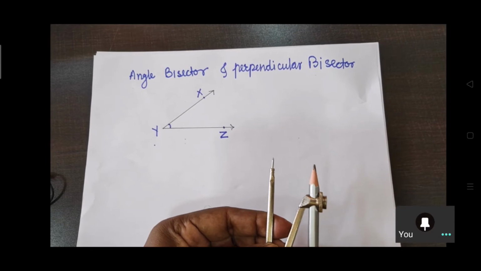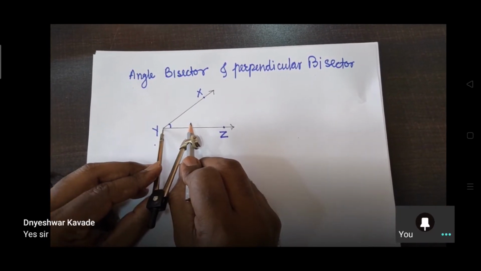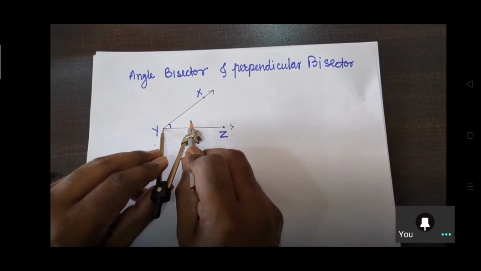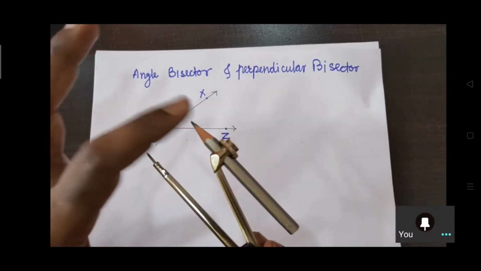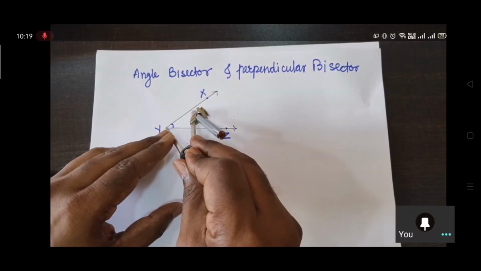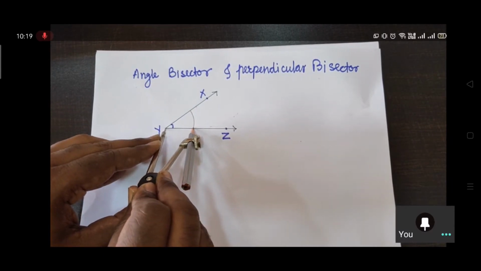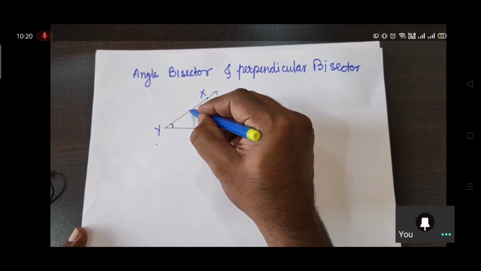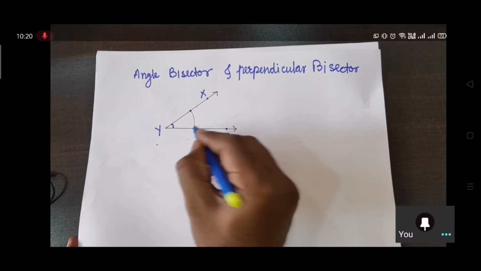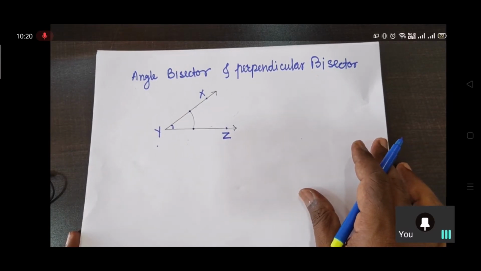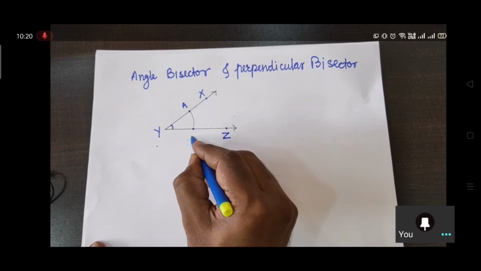Keep this pointer on point Y. After keeping the pointer on Y, you have to start with the pencil first. I'm starting from here, not from outside. I'm starting from here till here, and one arc we have drawn. Give any names, A, B.